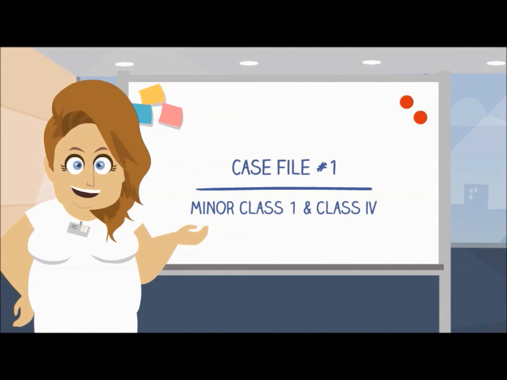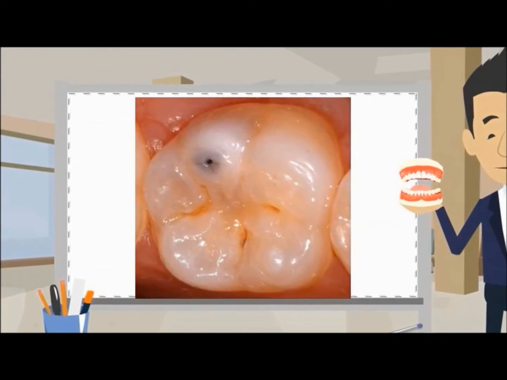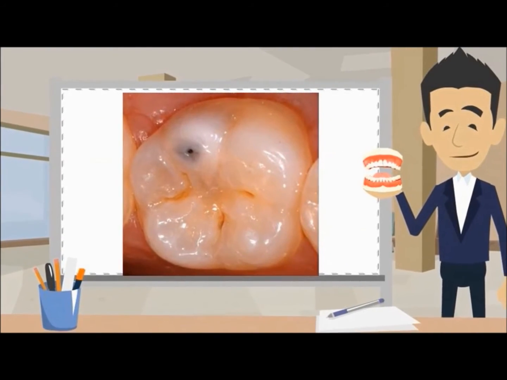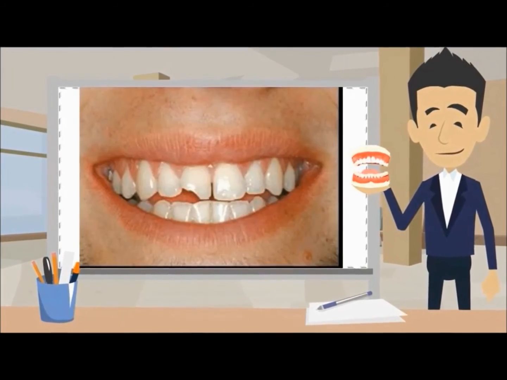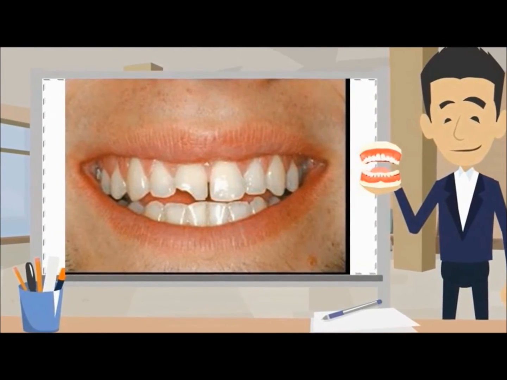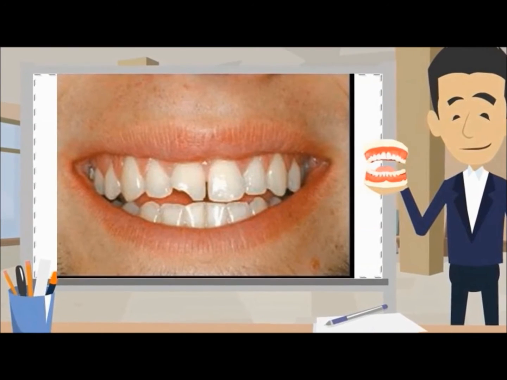Case 5-1. Patient had a minor class 1 cavity. The caries is suspected to be very shallow as observed from his radiograph taken. Another restoration he will be doing today is to repair his fractured 1-1.